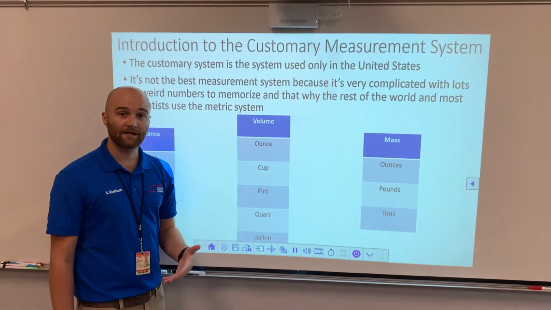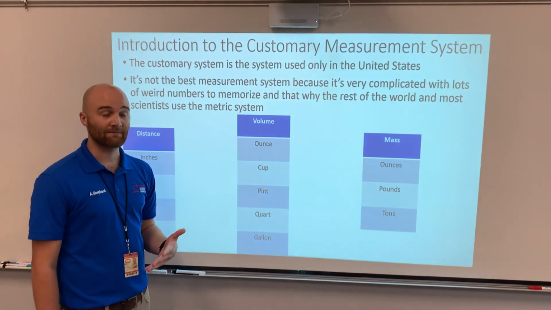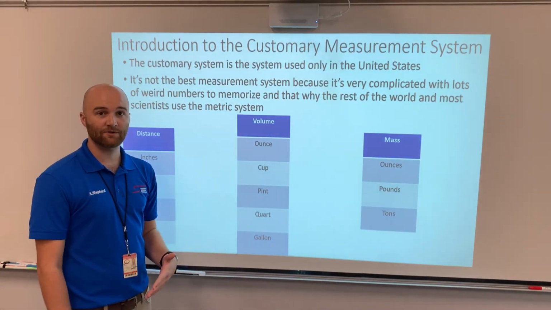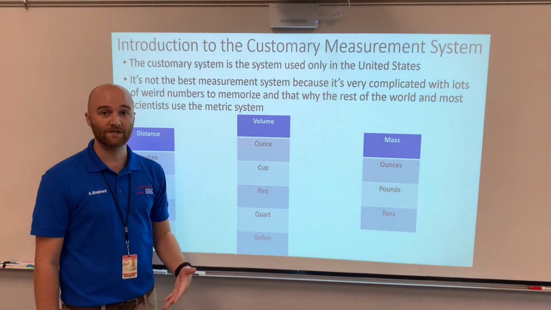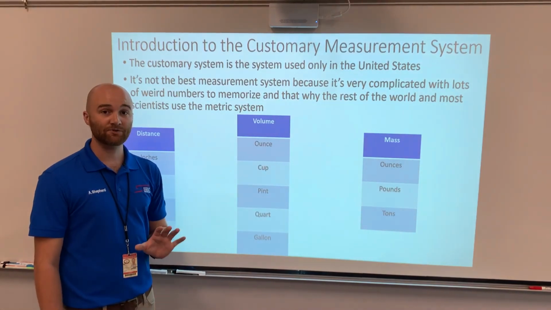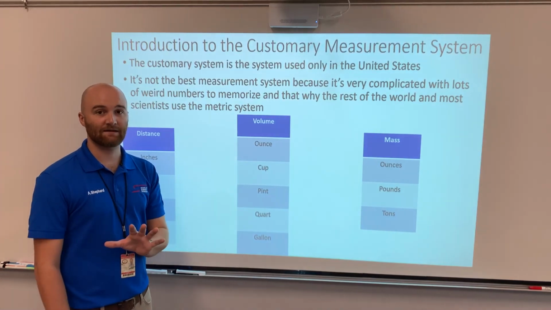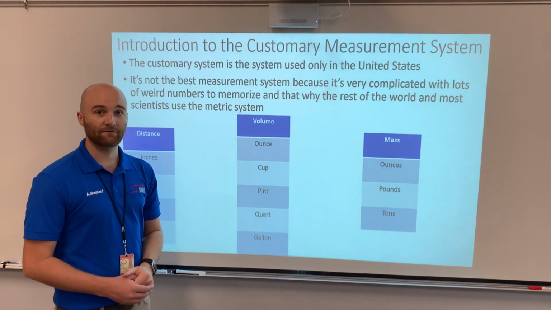It's really complicated because none of those numbers are the same. They have a whole bunch of different numbers, and they can get very confusing as to which one is telling you which relationship. In metric, everything stays the same. We'll talk about metric in a different video.